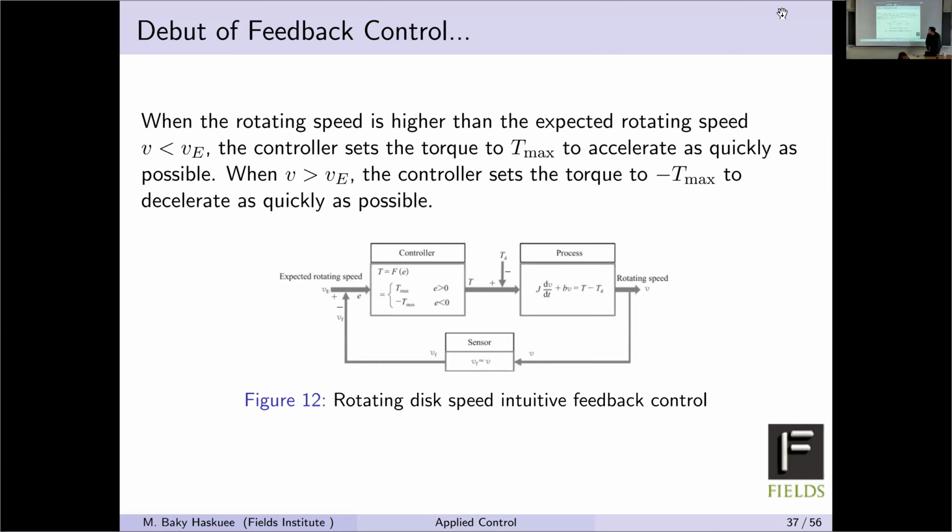So here, as you see, this is the process that we had. This is the performance. And here we have the torque disturbance. In the controller, before that, we had just this one. But now we inserted this law of modification, the law of feedback. Then T will be T max or minus T max, depending on whether the speed is below or above the expected speed. And how can we set this? By this control loop.